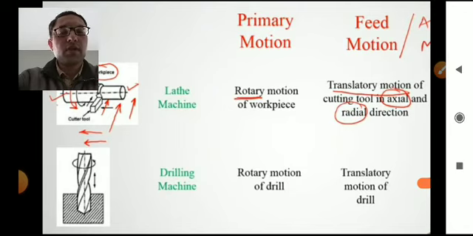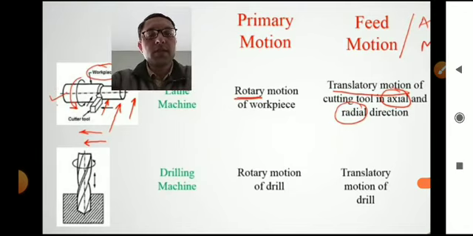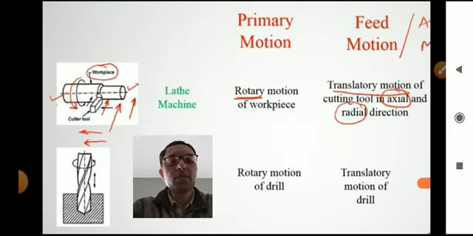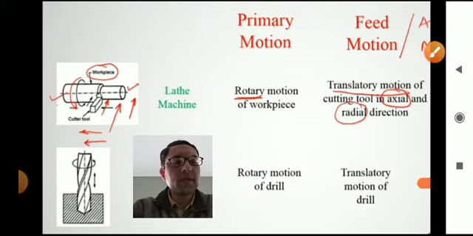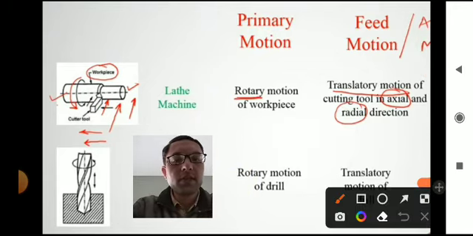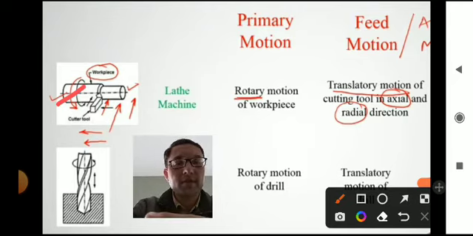Now the fourth one, that is our basic machine, called the lathe machine. Just see it here. The lathe machine is the basic machine of all machines. Here there is a workpiece that rotates in the rotary direction. The workpiece is fixed in some jaws, and whenever we start the motor, the jaws are continuously rotating, and with that the workpiece is also rotating.